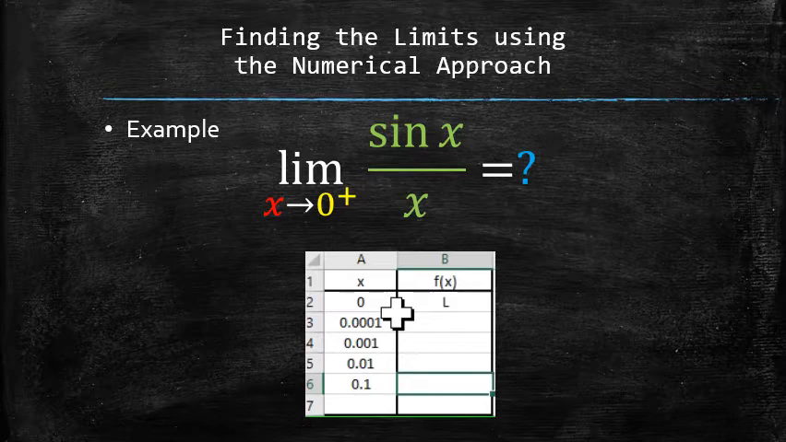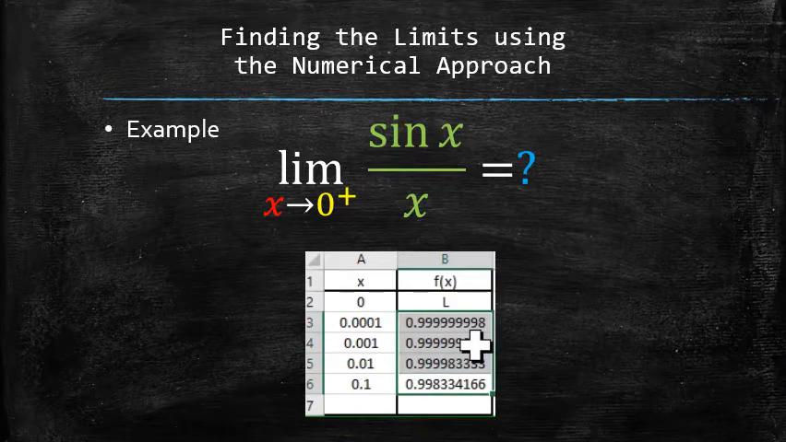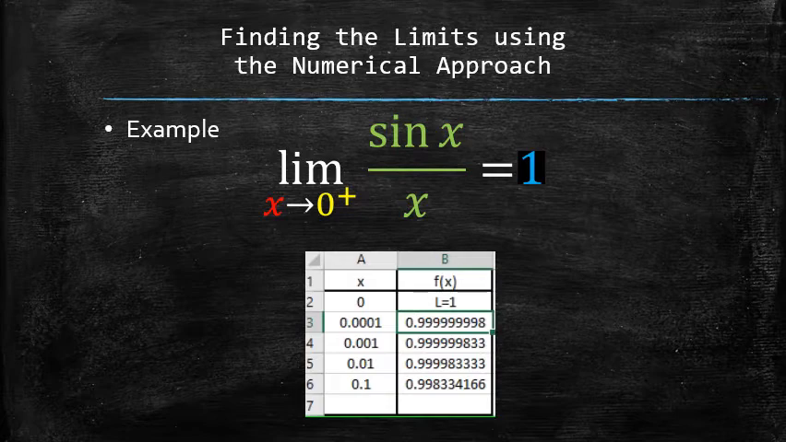Now, for each of the inputs, I'm going to compute the output using the definition of a function, which was sine of x divided by x. And now I'm going to apply this formula for all inputs. The pattern is pretty obvious, and we conclude that the limit is equal to 1. So we found the limit of the function using the numerical approach.